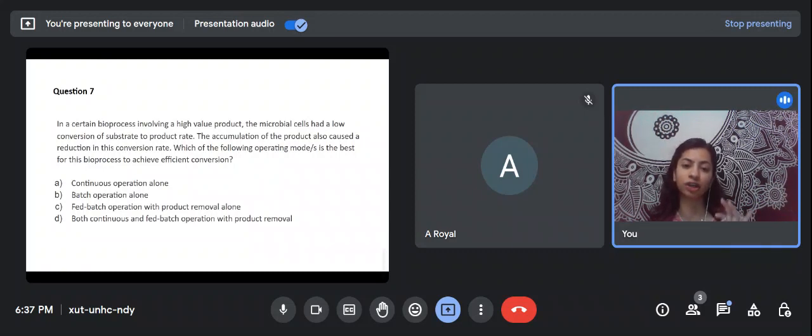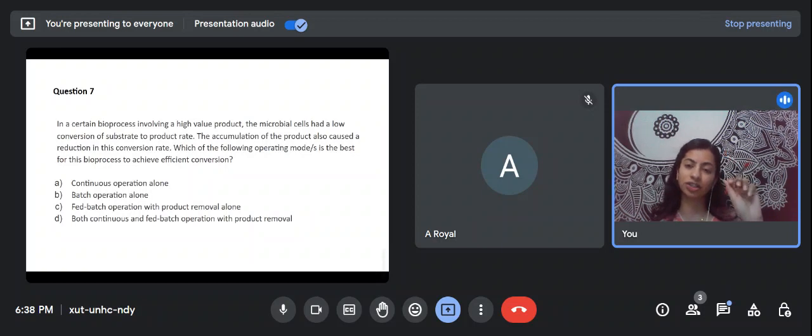But in this case, since it's a very high value product, you want the most you can get out of it. So the accumulation of this product also causes a reduction in the conversion rate. So what happens is cells have a feedback loop, right? So when they sense that their surrounding, or if it's produced inside the cell, that a certain maximum concentration of these secondary metabolites is reached, there's a negative feedback loop.